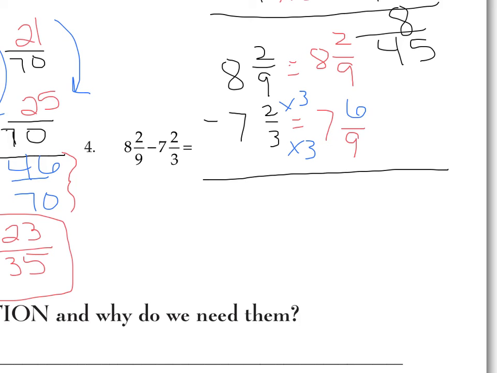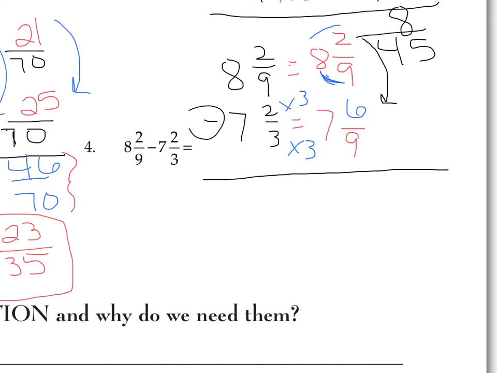So this is where the challenge starts to come in, because this is subtraction. I can't subtract 6 from 2. So there's actually 2 ways to do this. A lot of people like to go ahead and turn these into improper fractions, and that makes the subtraction easier, so I think we'll just do it that way. We'll turn these into improper fractions. If you remember how to do that, you multiply the denominator times the whole number and then add the numerator. So 9 times 8 is 72, plus 2 is 74.